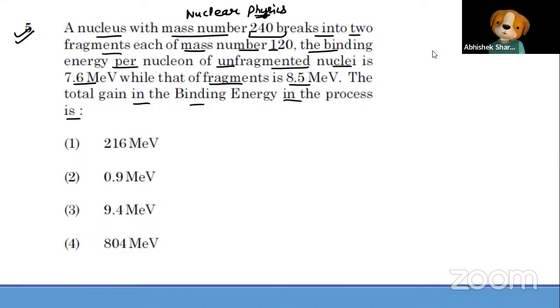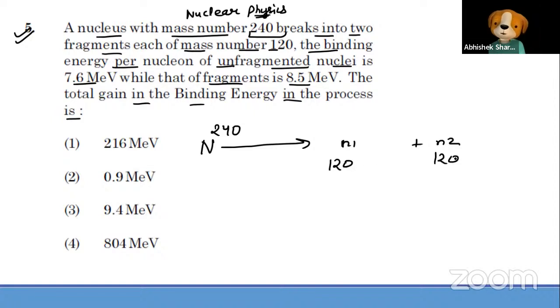So what I'll do is this. Dekho, here we are having a nucleus of the mass number given as 240. Okay, and this breaks into 2 subparts, which are like small n1 and small n2, and these are having mass number 120 and 120. The binding energy per nucleon of the unfragmented nucleus is this much. So if you see the unfragmented, iska binding energy is given as 7.6.